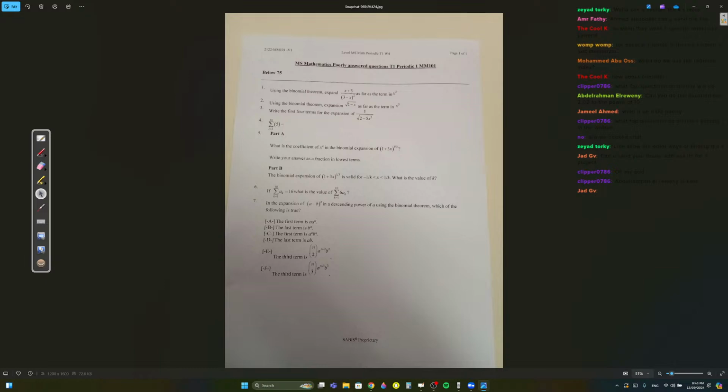When do we use the rational index? You use the rational index if the power is negative or if the power is a fraction.